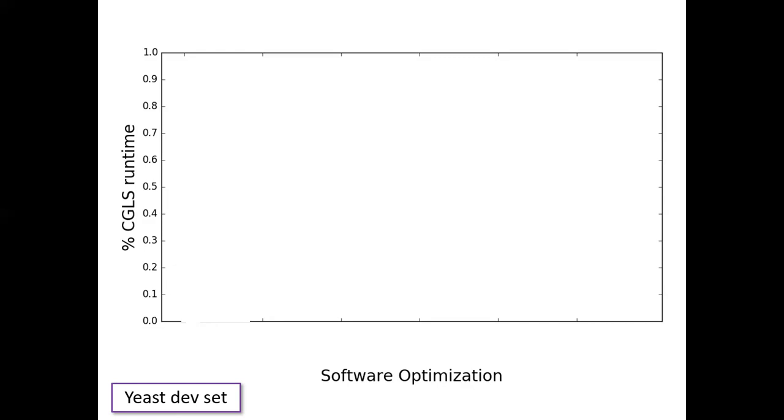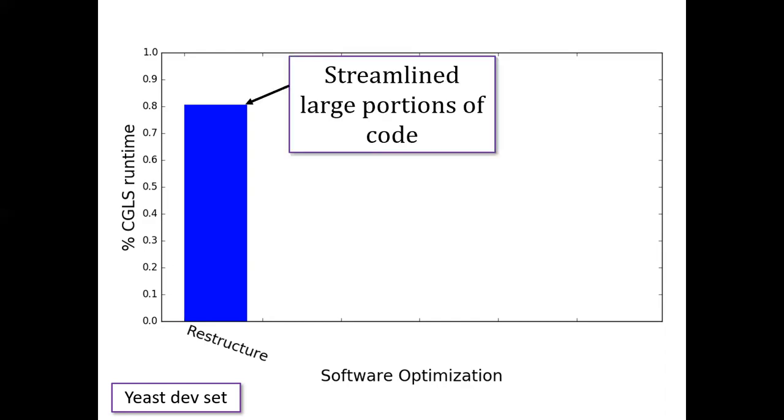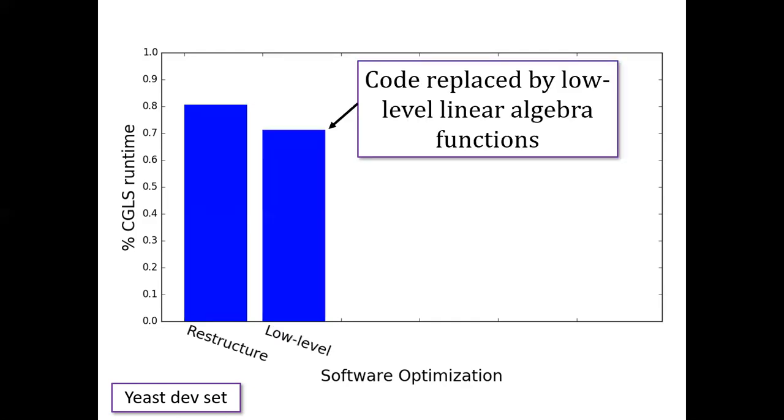and what's the first step towards making it run fast? You might think: just make the code go fast, which is true. So the first step in this development process was restructuring and streamlining the code, which saw about a 20% reduction. And then you can take large blocks of code and translate them down to low-level linear algebra functions using a library like BLAS or LAPACK, and we see another appreciable reduction.